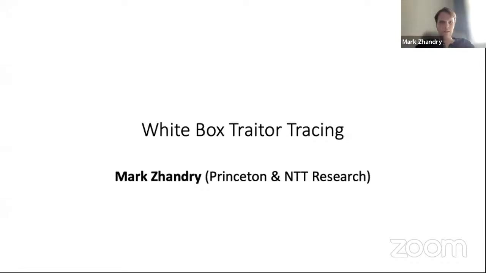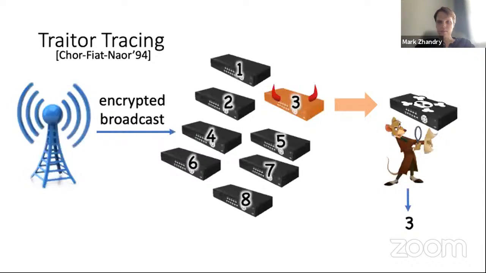All right, thank you. So today I'm going to be talking about white box traitor tracing. Let us first recall the goal of traitor tracing. We have a content distributor who is broadcasting encrypted messages to a large set of recipients, who each have their own personalized secret key. We are concerned that an unscrupulous user, called a traitor, may create and distribute an unauthorized decoder program that can also decrypt the broadcast. To deter such behavior, we want the content distributor to be able to trace the decoder, identifying the user that it came from.